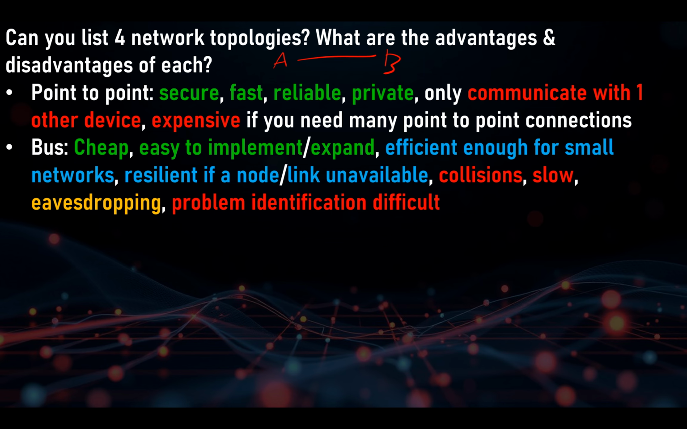This one I'll put in blue because I don't want to say an advantage, it's kind of a moderate advantage. If we're talking about small networks, the speed is good enough, it's not terrible. In this way it's also kind of semi-resilient, because if a node or link is unavailable, the other devices are still going to be able to communicate. However, if the central bus line goes down, the whole network just breaks.